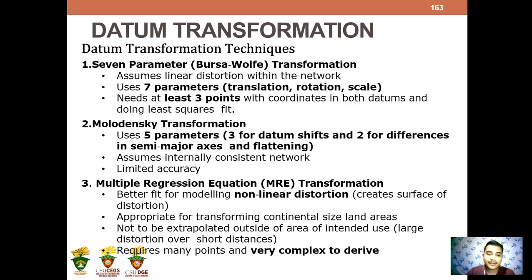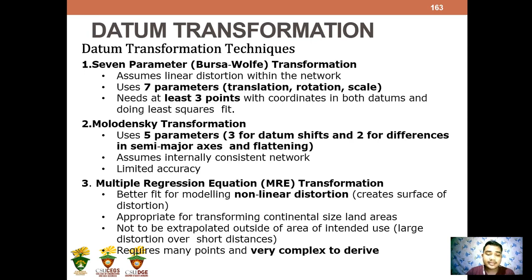It uses 5 parameters. No? 5 parameters only: 3 for the datum shift and 2 for the difference in semi-major axis and flattening. And in this transformation technique, it assumes an internally consistent network and it has limited accuracy. Next is the multiple regression equation or MRE transformation.